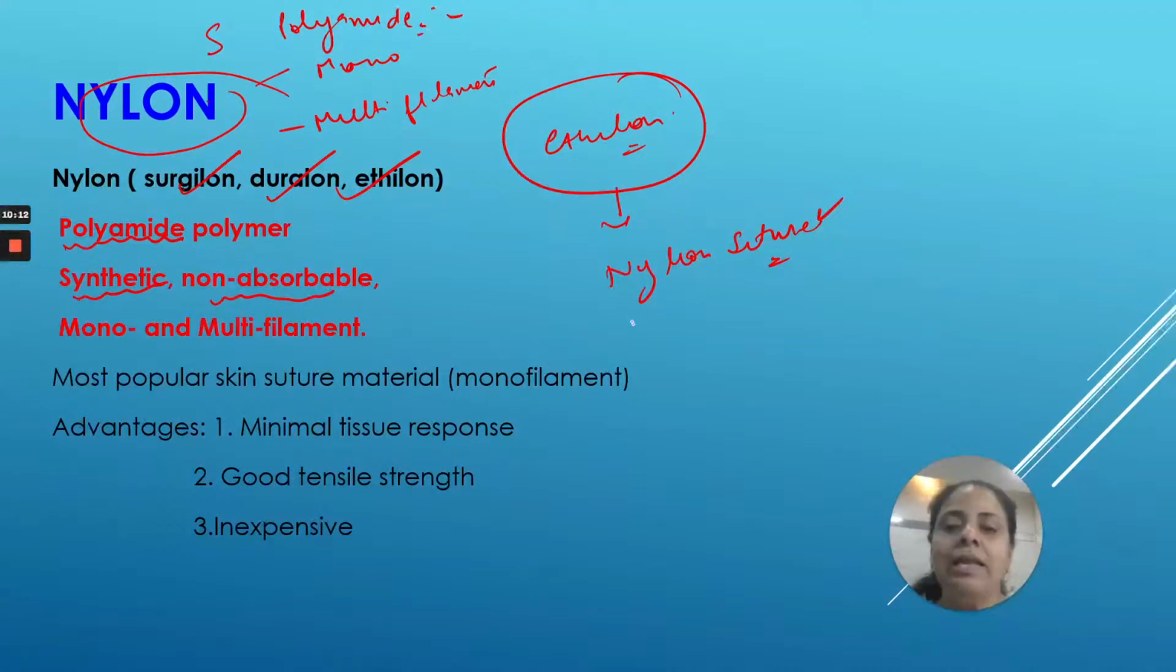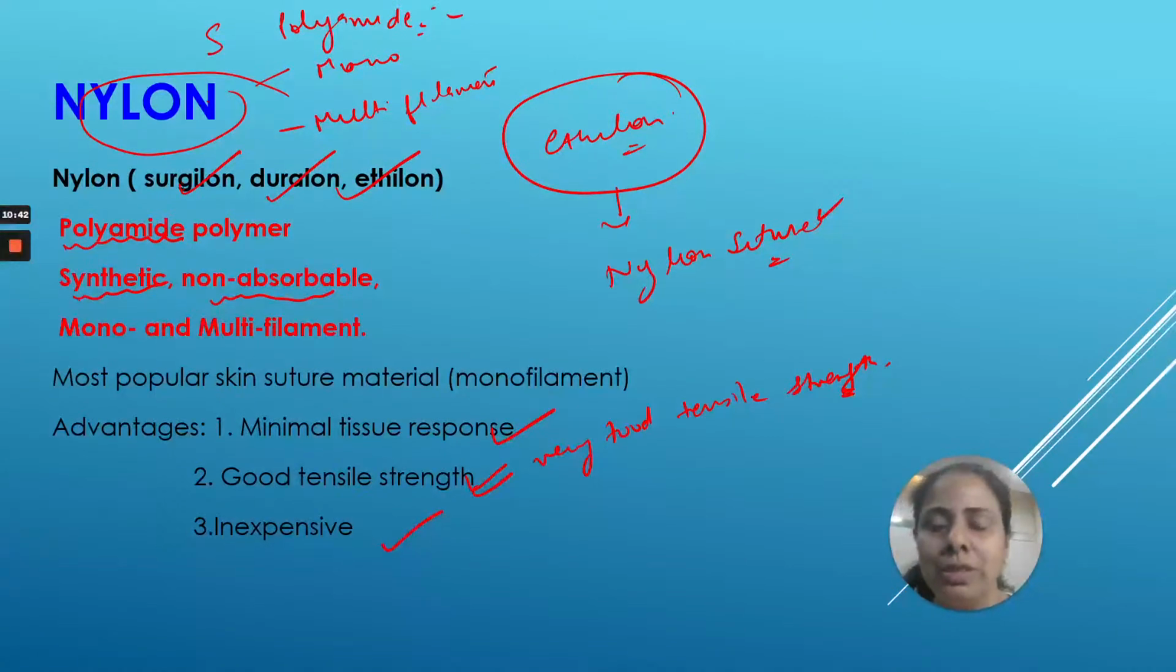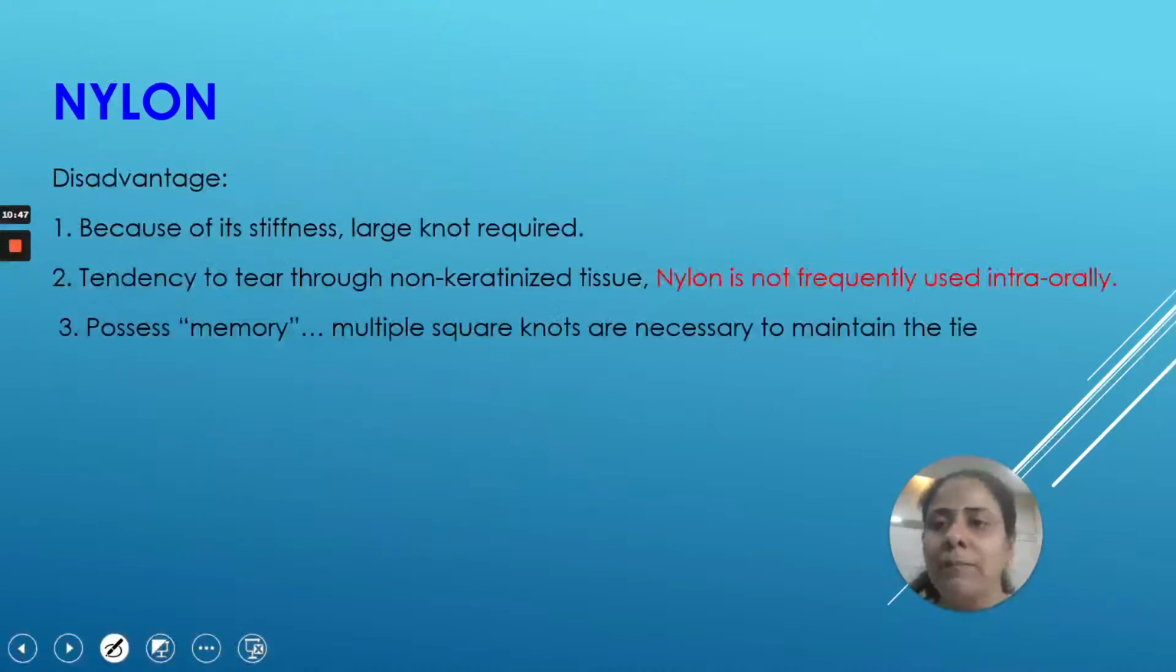These are very popular suture material for skin. I have used nylon a lot while doing my oral surgery procedures. Extraoral suturing, I have used nylon a lot. So minimal tissue response is there. Very good tensile strength. I will talk about the disadvantages or the negative points also. Inexpensive, yes, it is not a very costly suture. We used to treat a lot of poor patients, and nylon was my preferred suture for extraoral suturing.